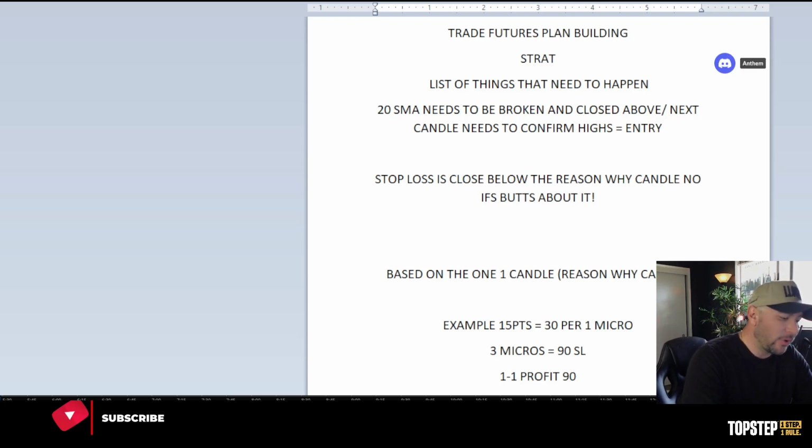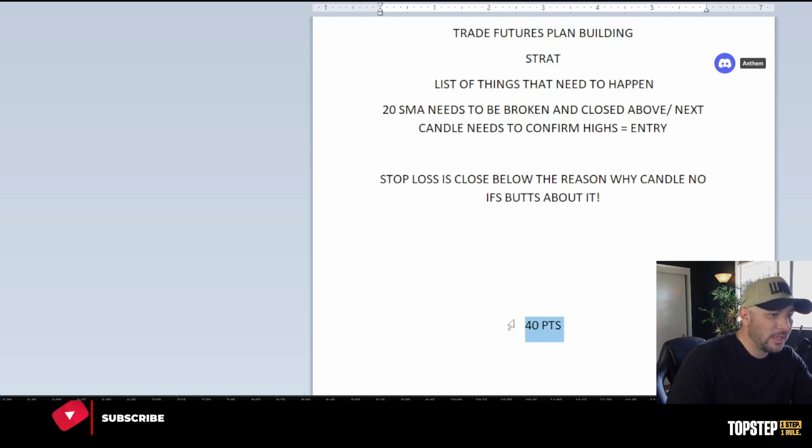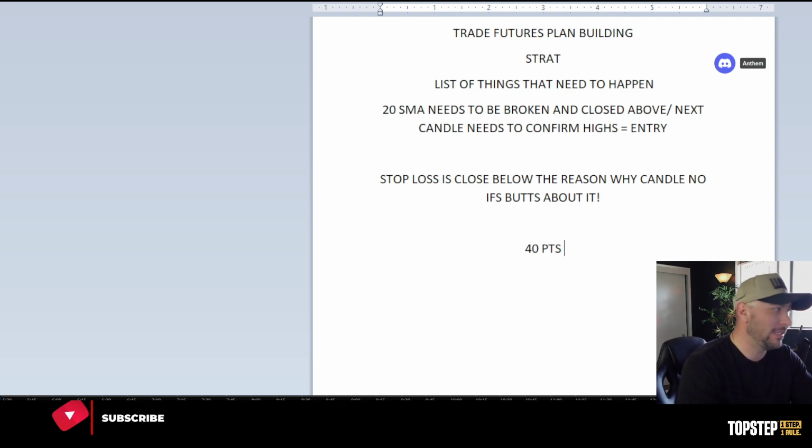So let's say, for example, we have a 40-point, maybe you guys can still see that. I'm going to take this off. I'm going to kind of go back here again. Let's say, for example, there's a setup. We were trading below the 20 SMA. Now we closed above the 20 SMA. Let's say that reason why candle that closed above the 20 SMA is 40 points. Actually, let's say it's 50 points.